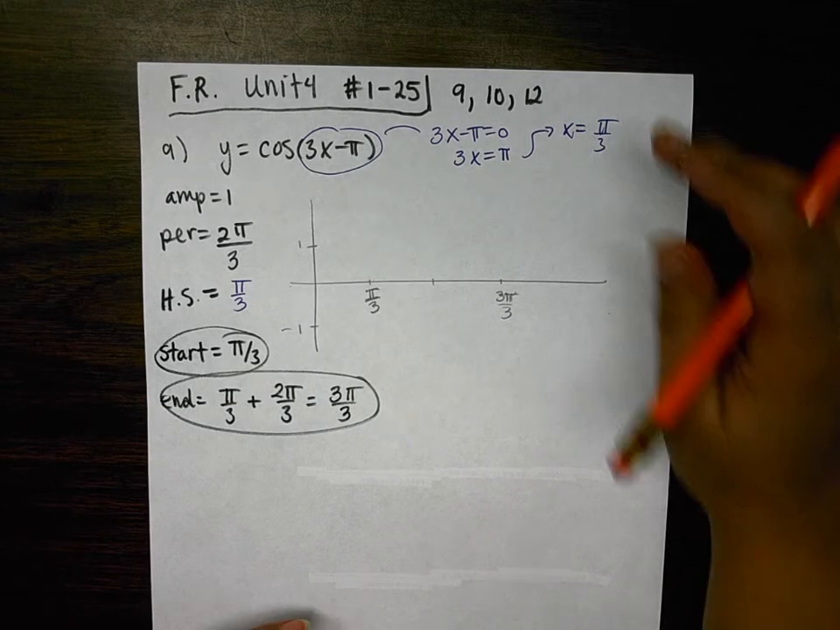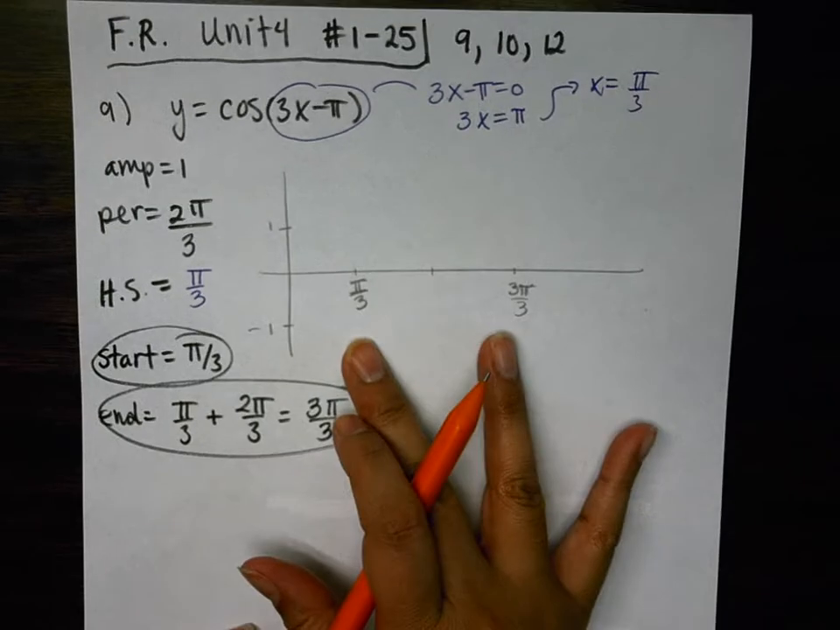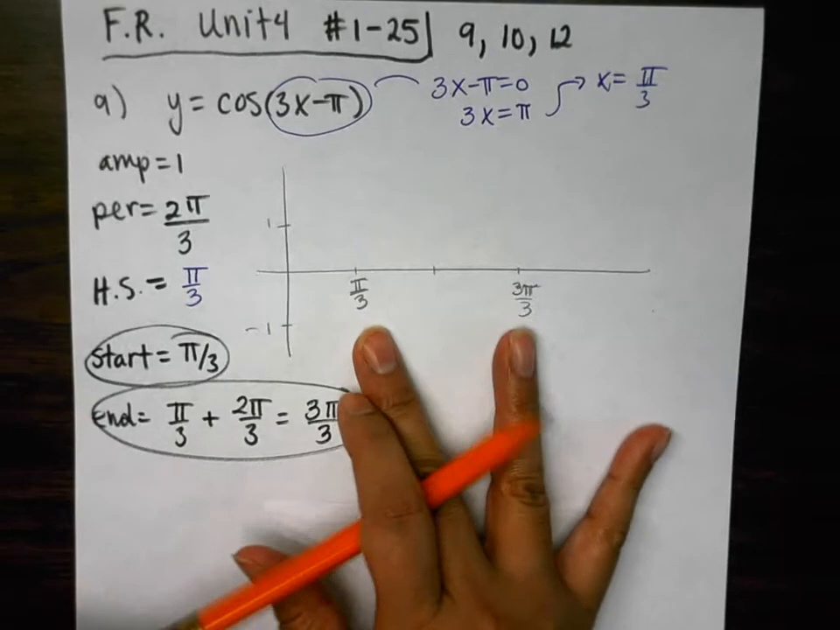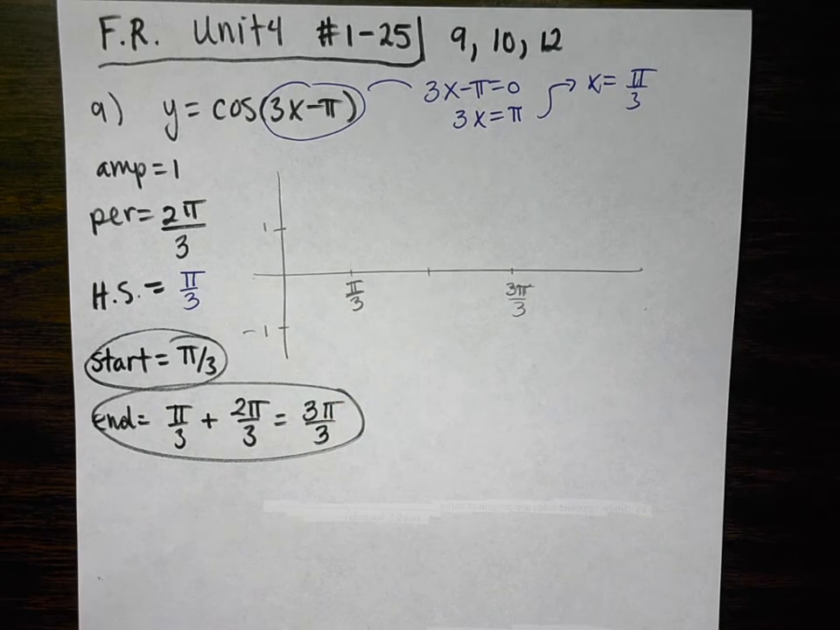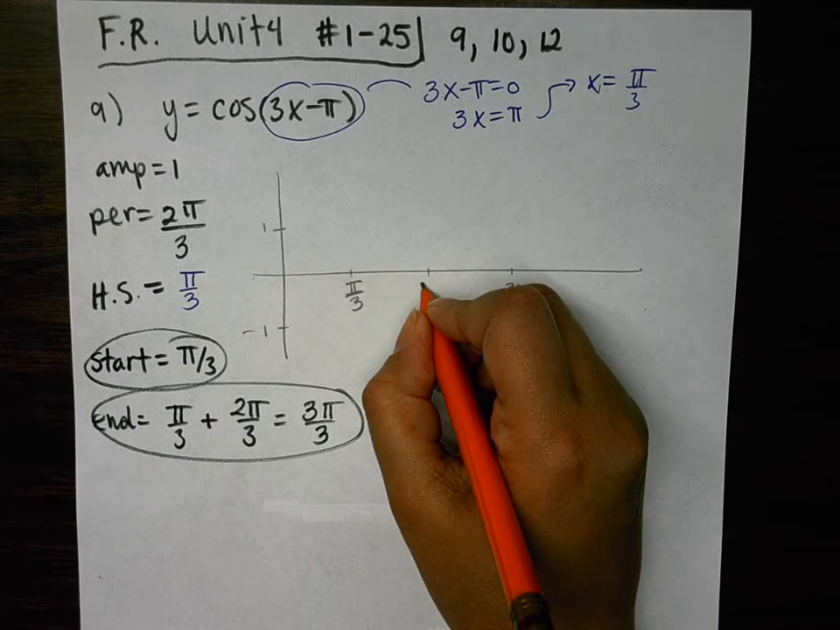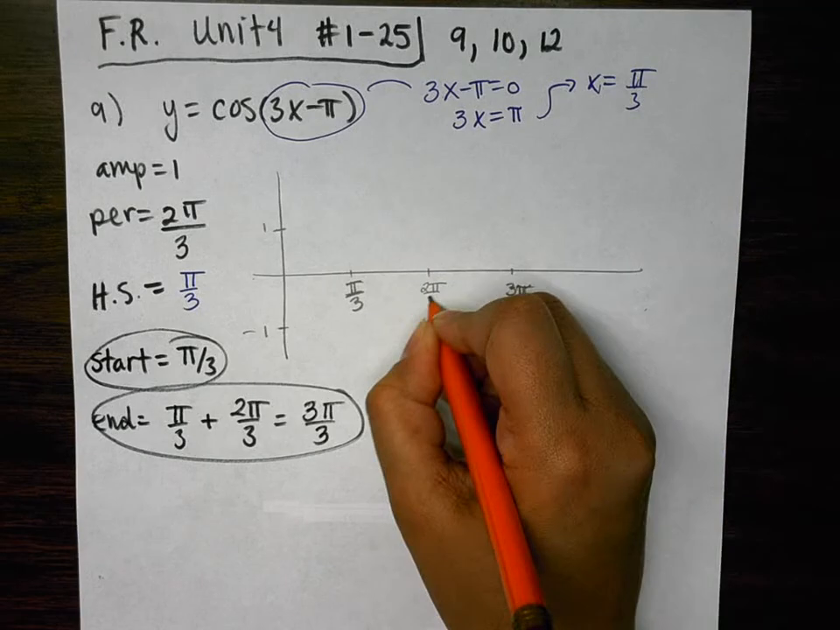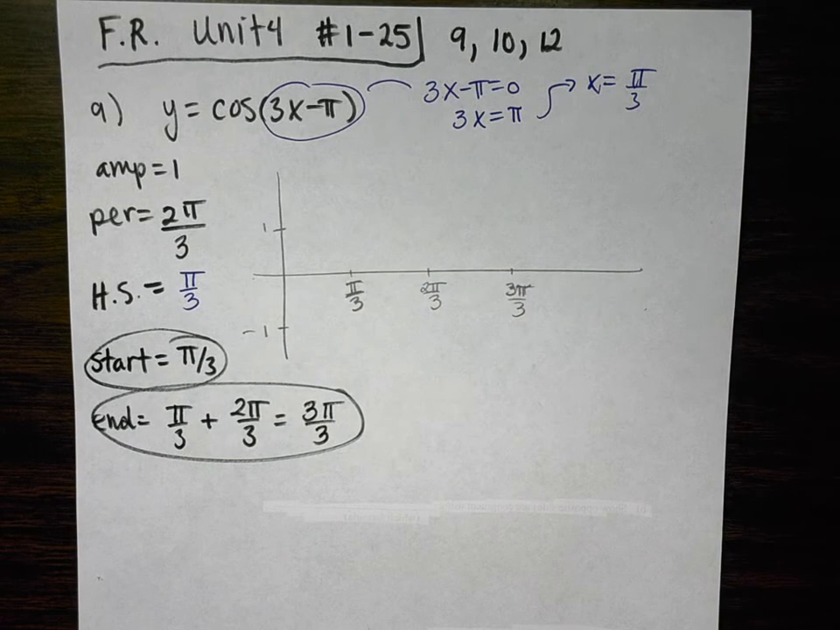Now remember, to find the middle, as long as your denominators are the same, you add the top numbers and cut them in half. What is 3 plus 1? 4 cut in half. 2 pi over 3.